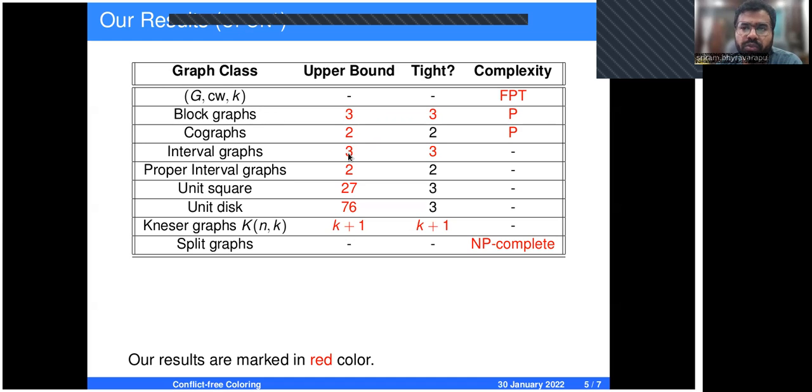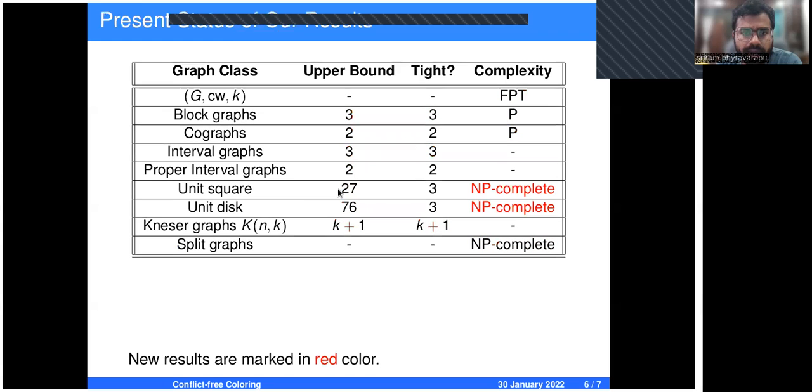For interval graphs, we show that 3 colors are sufficient, and we also come up with a tight example where 3 colors are necessary. For proper interval graphs, we show that 2 colors are sufficient. For unit square and unit disk graphs, we show that 27 colors and 76 colors are sufficient, respectively. For Kneser graphs, we show that k+1 colors are sufficient and sometimes necessary. On split graphs, we show that the problem is NP-complete.